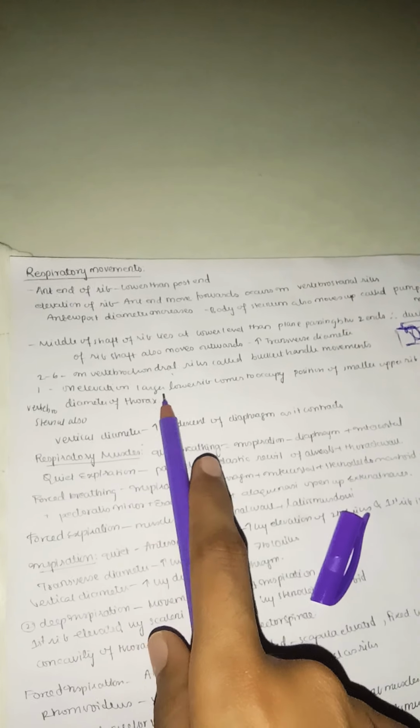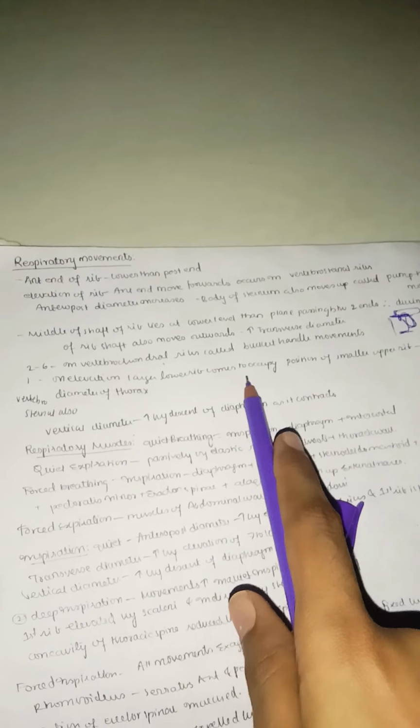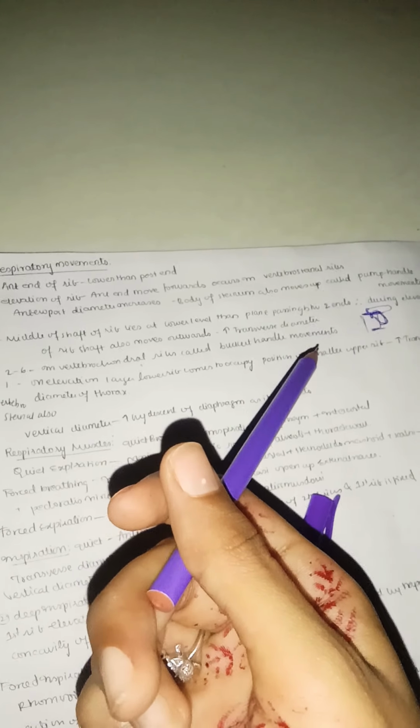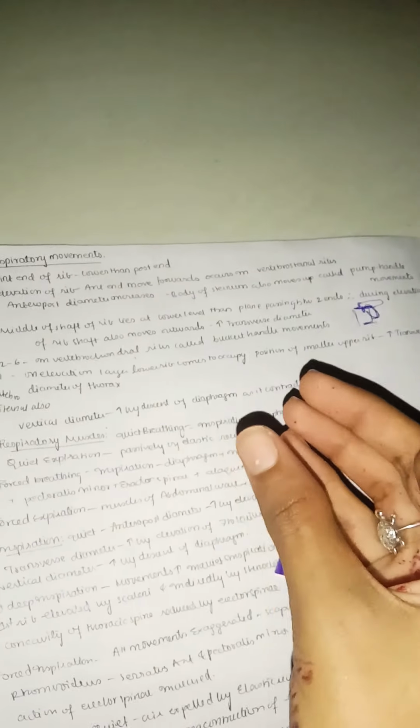Very easy. Now we'll see, on elevation a large lower rib comes to occupy the position of the smaller upper rib. Like this, on elevation this rib position will come here, and further it will increase and take up the upper rib position. This also will increase the transverse diameter of the thorax. So this is about the transverse diameter and anterior posterior diameter.